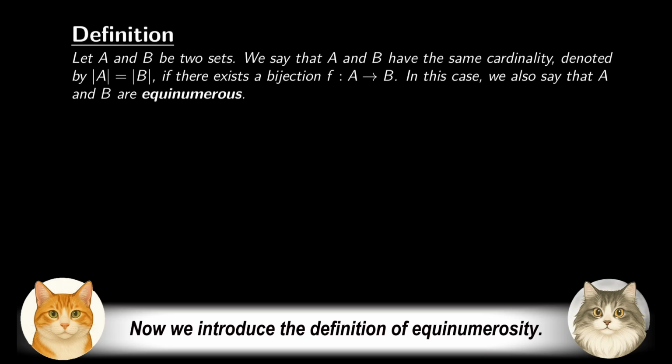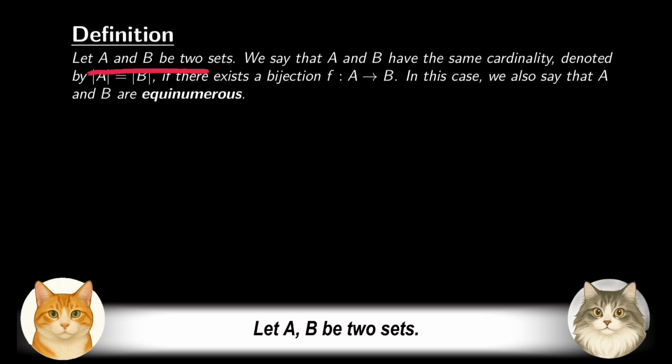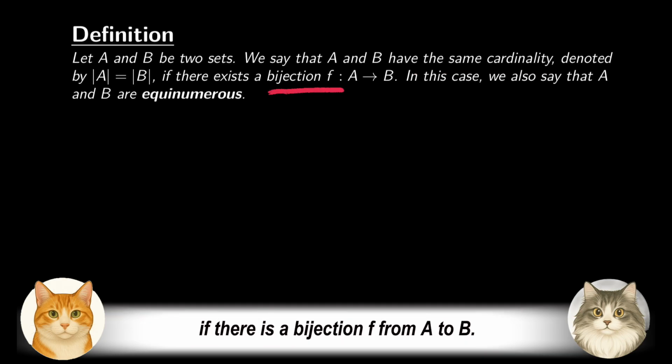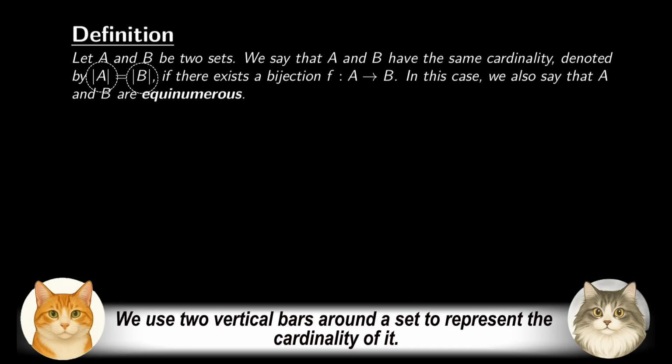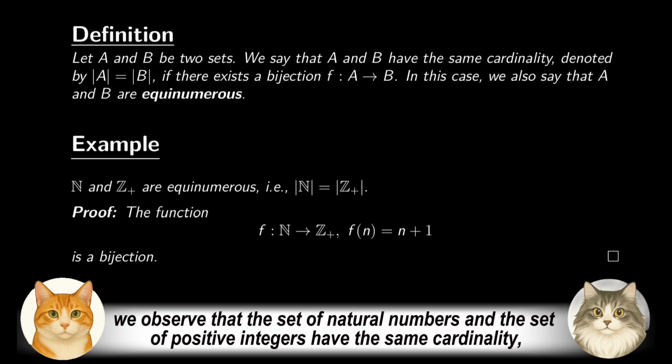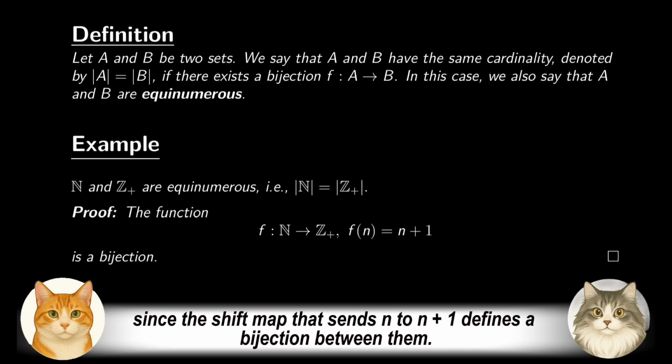Now we introduce the definition of equinumerosity. Let A, B be 2 sets. We say that A and B are equinumerous, or alternatively, that A and B have the same cardinality, if there is a bijection f from A to B. We use 2 vertical bars around a set to represent its cardinality. In the context of the previous example, we observe that the set of natural numbers and the set of positive integers have the same cardinality, since the shift map that sends n to n + 1 defines a bijection between them.